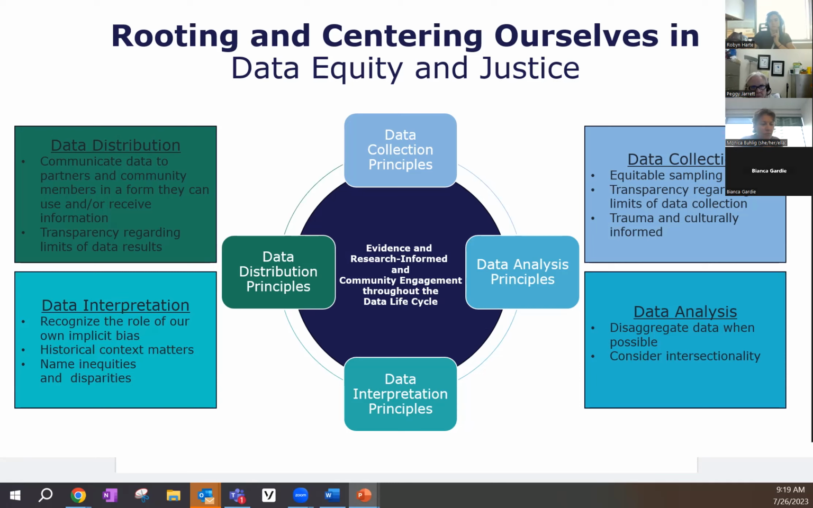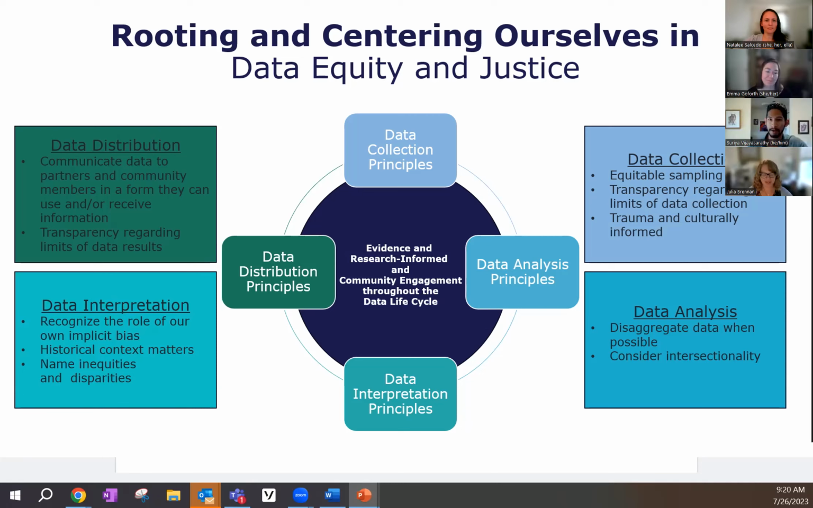And then finally, let's just talk a little bit about data distribution. So kind of what we're doing right here, right? Being able to provide this information to folks in a way that's digestible, in a way that's actionable, so that community members and partners can actually use this data. And that we're transparent in doing so. We're transparent about the data itself and in the limits of it as well. So that's a lot of information, but hopefully that's a good overview of some of the principles that we're grounding ourselves in when we're talking about equity and data.